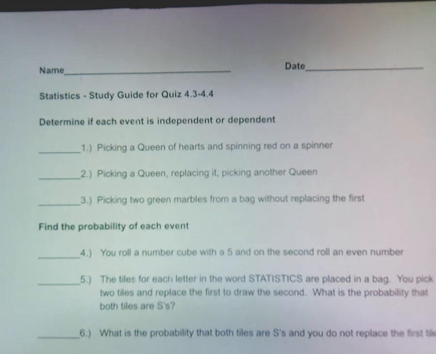All right, everybody, I am going to go over the study guide with you, and this should help you for the quiz that you need to take on Friday. So determine if each event is independent or dependent.